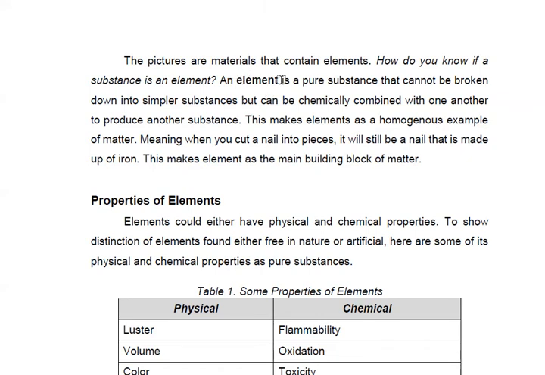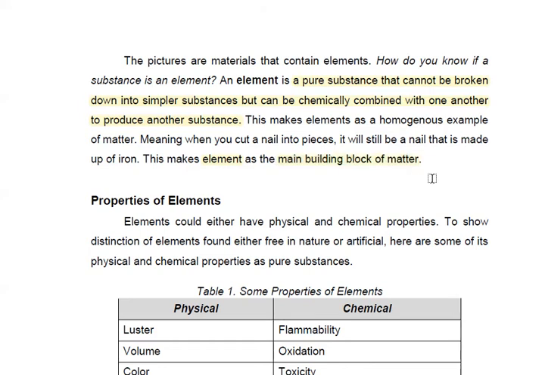So again, an element is a pure substance that cannot be broken down into simpler substances, but it can be chemically combined with another element to produce another substance. Therefore, this makes elements a homogeneous example of matter. Meaning, when you cut a nail into pieces, it will still be a nail that is made up of iron. This makes element the main building block of matter.